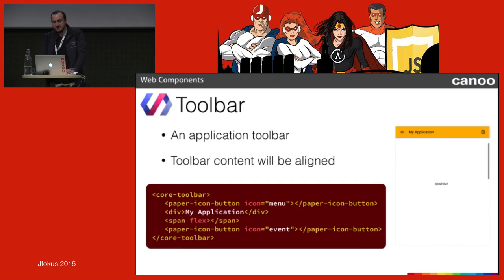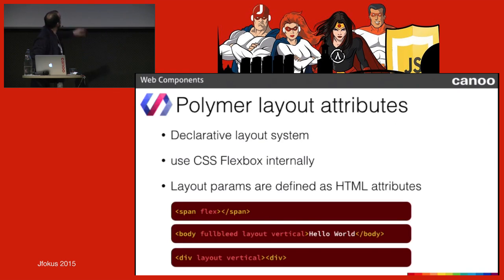So one example is a toolbar. By using the toolbar, automatically a toolbar will be shown on top of your application, and everything that you add to the toolbar, like a div or a span, will be laid out in the toolbar. To do so, Polymer defines some layout attributes. They're defined by Polymer, and when you know how to use them, you can do a lot of layout work in Polymer.